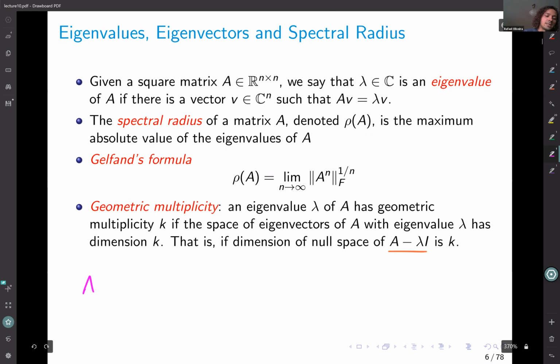If I have a matrix A, which is the following matrix, 1, 1, 0, oh, sorry, 1, 1, 2, let's say, this matrix clearly has two eigenvalues, 1 and 2, correct? Now, what is the geometric multiplicity?